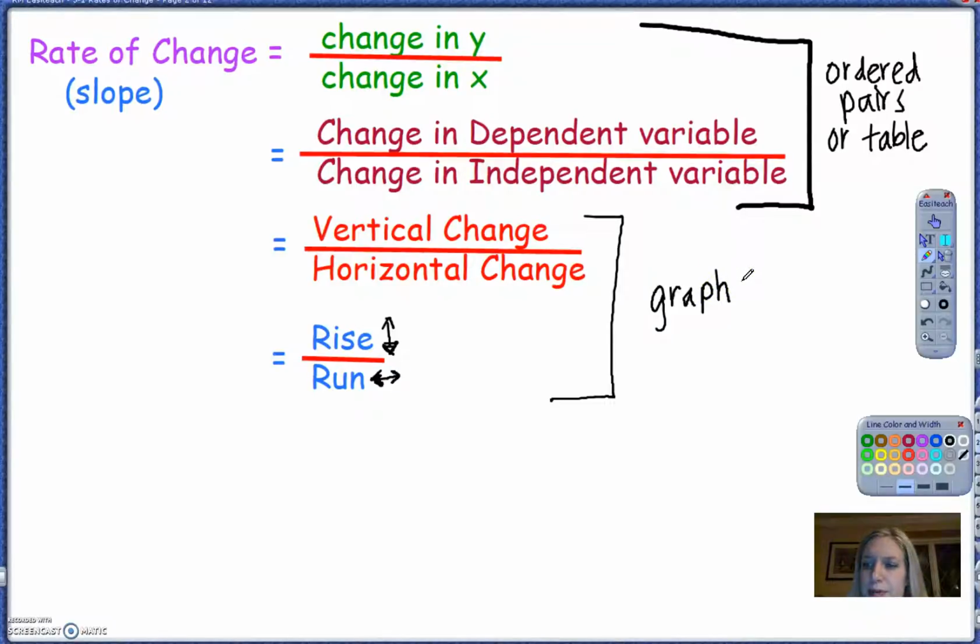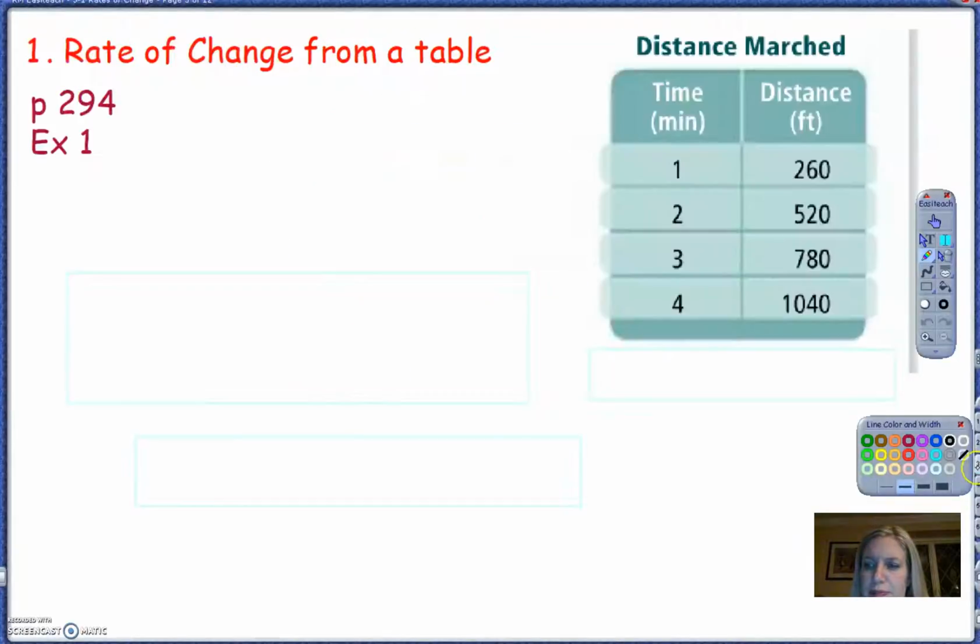Okay, so let's look at some examples. Rate of change from a table. So copy this table down. You're writing time, writing distance, and you're writing each one down. Now we did this in the last section. You actually found the rate of change as you're looking and you're going down your y's, or your dependent variable. You're figuring out the change, and then you're going down your x's to figure out the change.